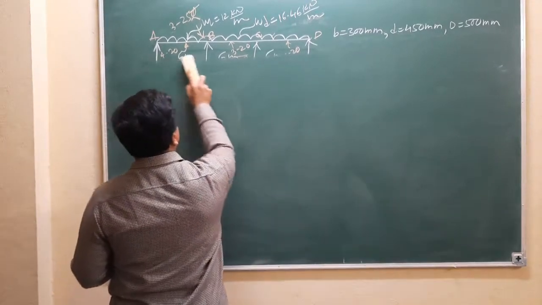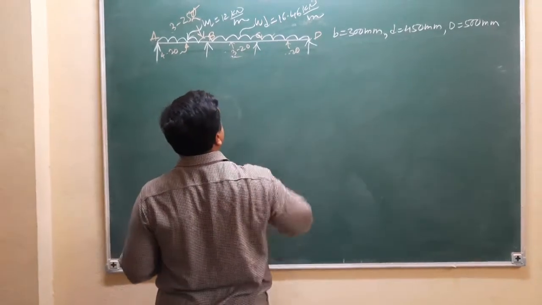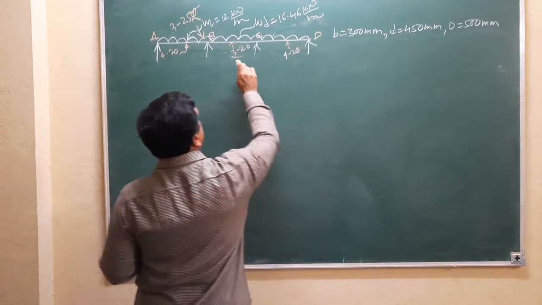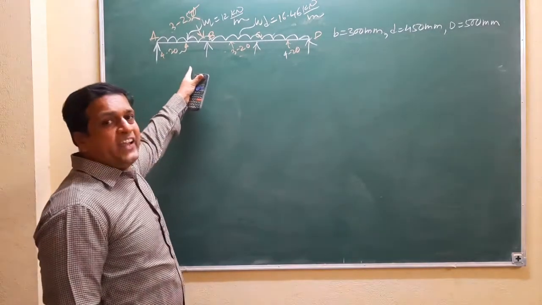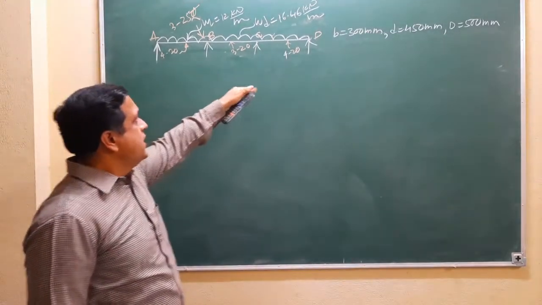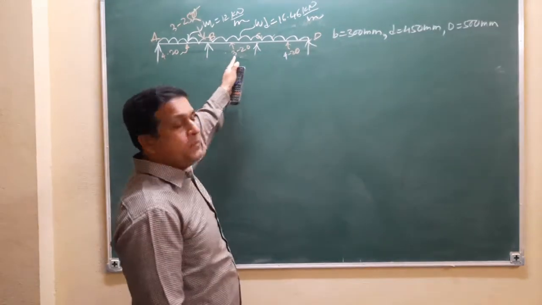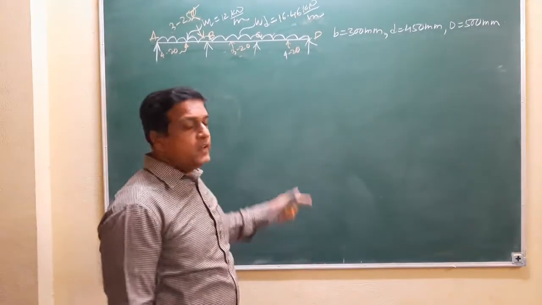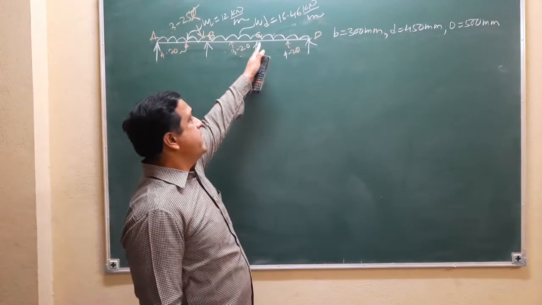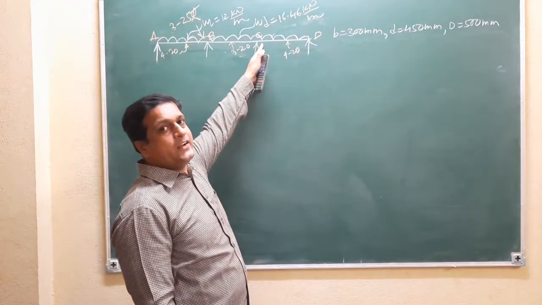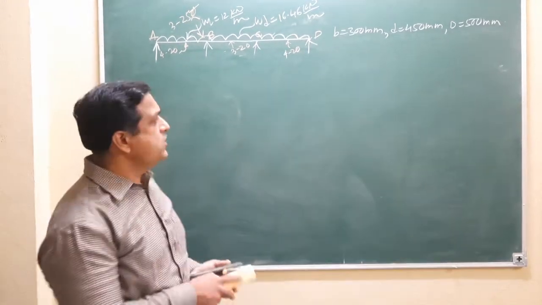Now already we have the design. What is our design? End span AB having tension steel 4 bars of 20 mm. End span CD having tension steel 4 bars of 20 mm. Interior span BC having tension steel 3 bars of 20 mm. Next to the end support, steel is 3 bars of 25 mm. The same steel is provided at support C, and stirrups are 8 mm two-legged at 230 mm center to center.